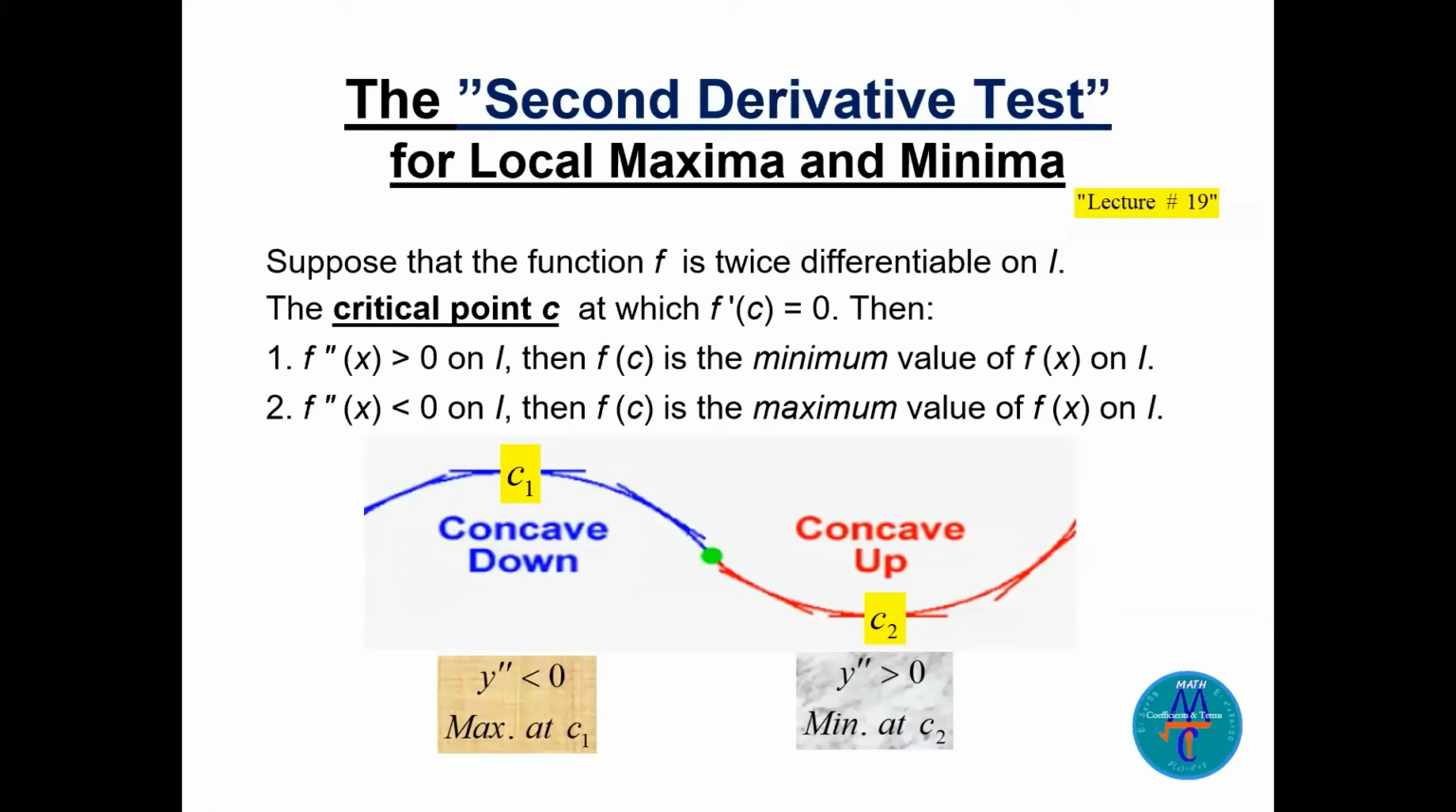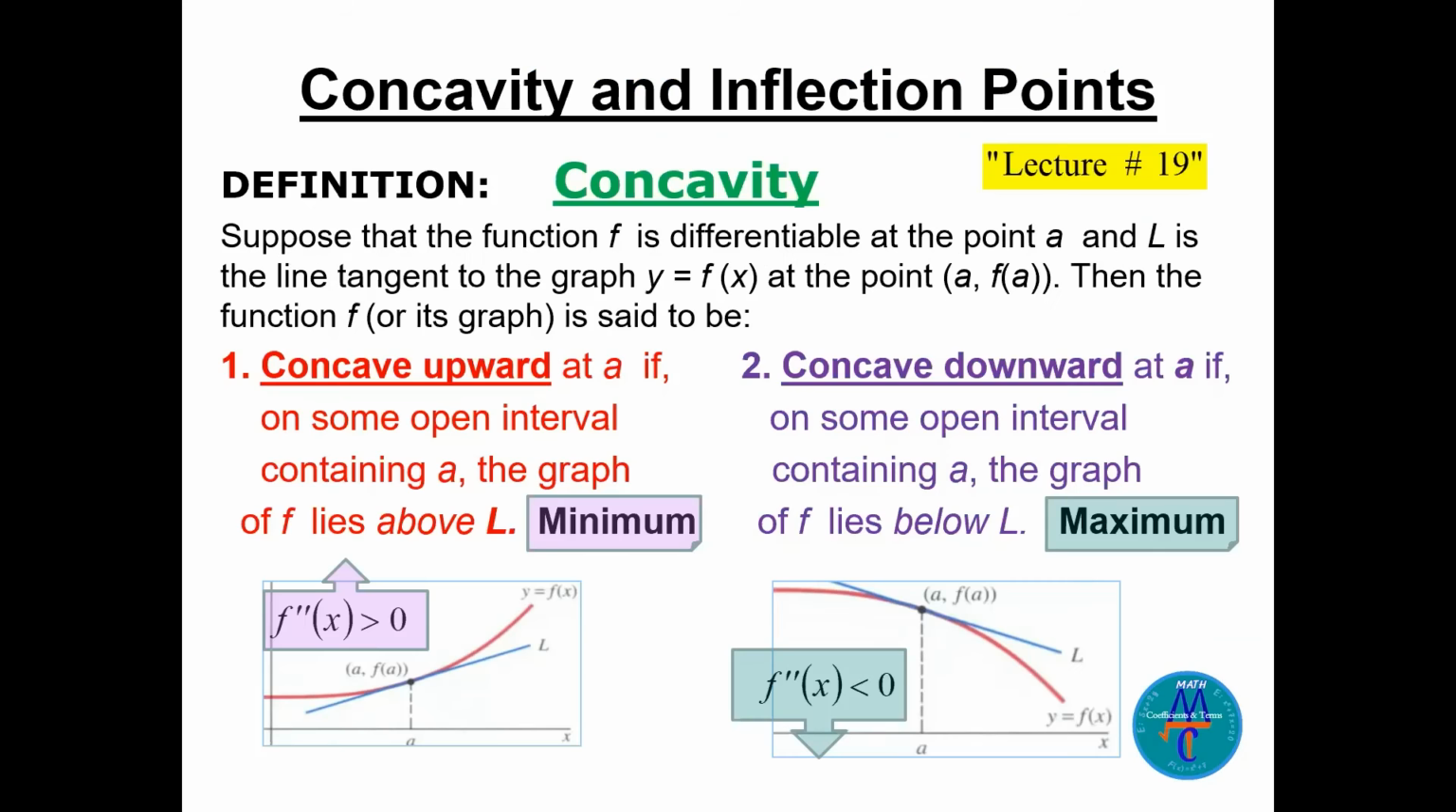Now, the second derivative test, also for local maxima and minima, but we use the second derivative. If f double prime is greater than 0, then f of c is the minimum value of the function on that interval I. So if f double prime, the second derivative, is positive, we call this concaving up. So there is a minimum here. See, the graph is concaving up. If f double prime is negative, the function here is concaving down.